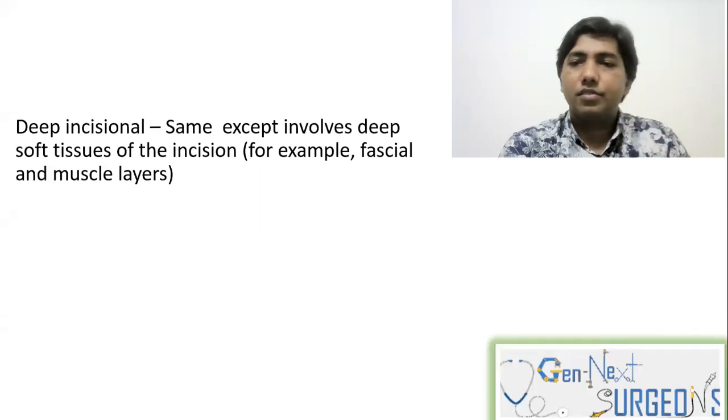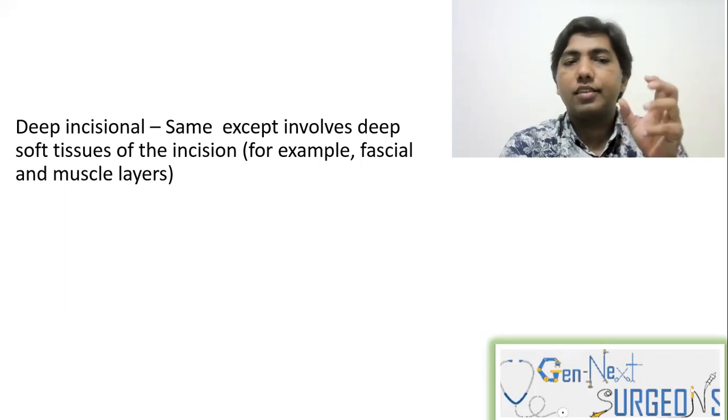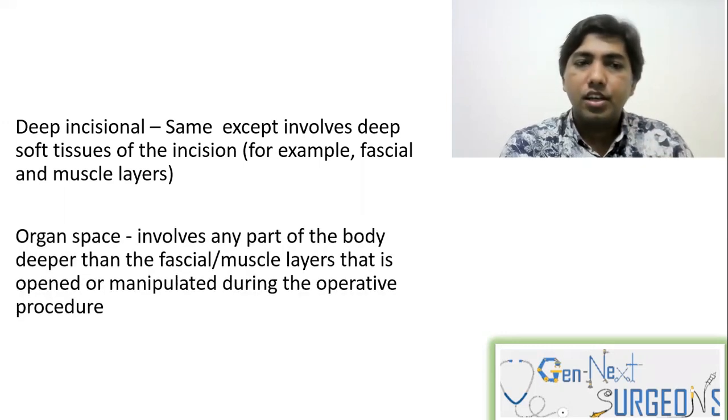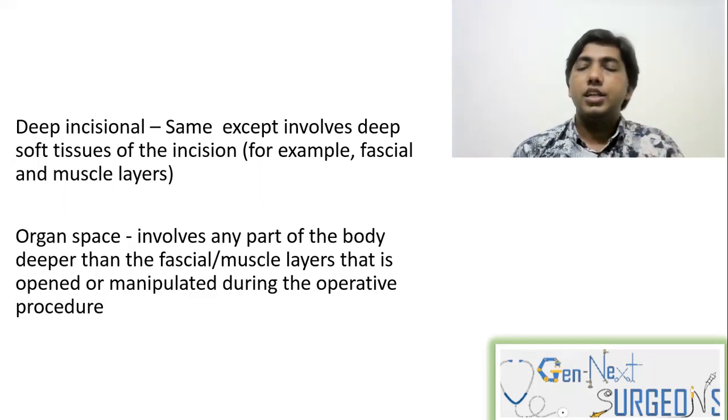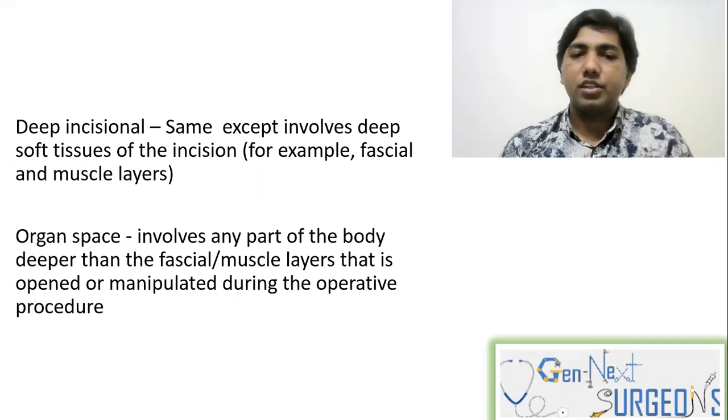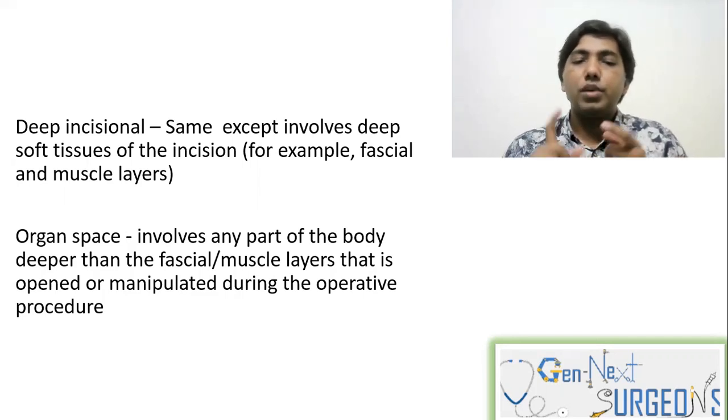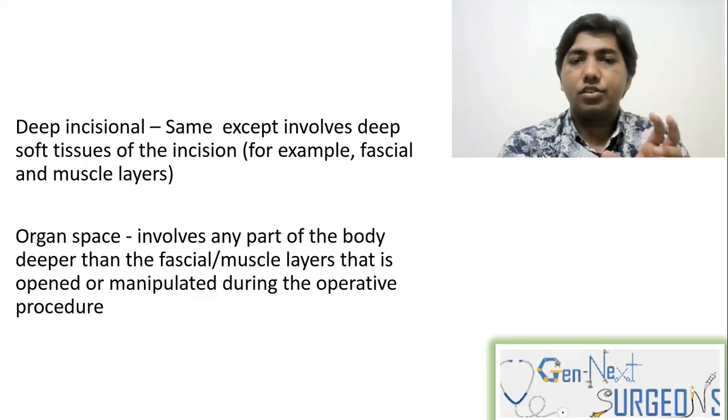Another one is deep. It is the same as superficial, except that it involves deep soft tissues like the fascial and muscle layers. And in case of organ space, it involves any part of the body deeper than the fascial or muscle layers that is opened or manipulated during the operative procedure. So those are the things we need to go for.